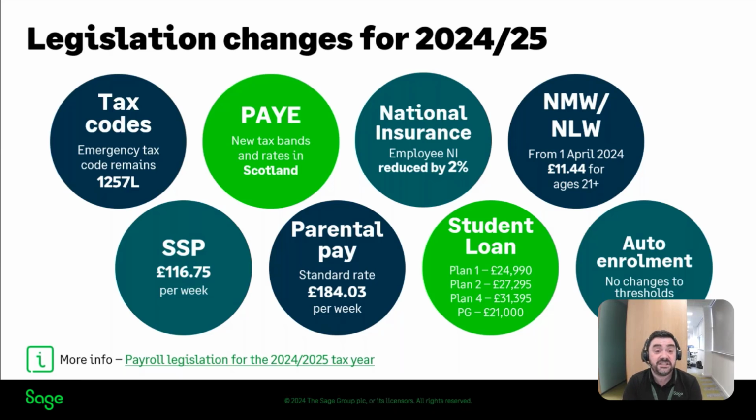And some significant changes to national living and minimum wage this year. So with effect from the 1st of April, the national living wage will increase to £11.44 per hour, and it now applies to all employees aged 21 and above. So it used to be 23 and above for national living wage. It is now 21 and above.